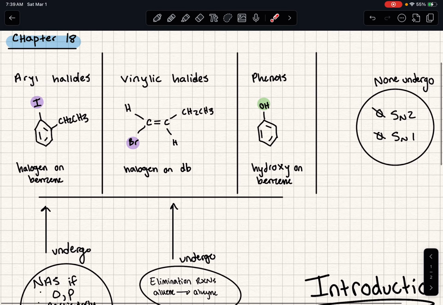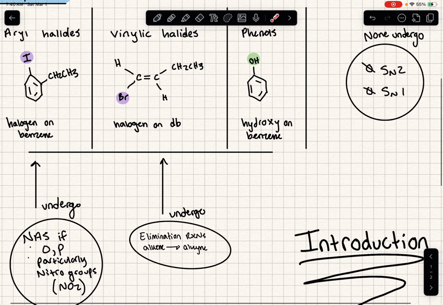And another little review is alkenes, which is this right here. Even though it has a halogen on it, it's still an alkene. They can undergo elimination reactions. And elimination reactions happen, for example, when you have an alkene, you remove a hydrogen, and that double bond becomes a triple bond, and so that alkene becomes an alkyne. So just keep that in mind. I'm going to go over an example to kind of review that for us, but know that elimination reactions can occur with alkenes.